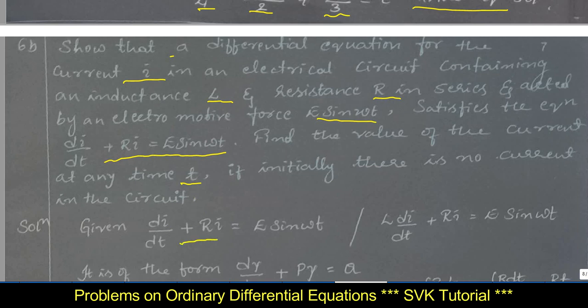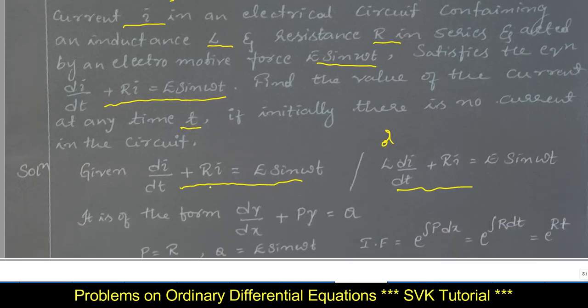Note down that the given differential equation, or the problem, can also be given as L into di by dt plus Ri equal to E sin omega t. This is an alternate problem I have defined here, so you can go through this problem also. Now the given LR circuit differential equation is of the form dy by dx plus py equal to q. Identifying p and q, we have p equal to R and q equal to E sin omega t.